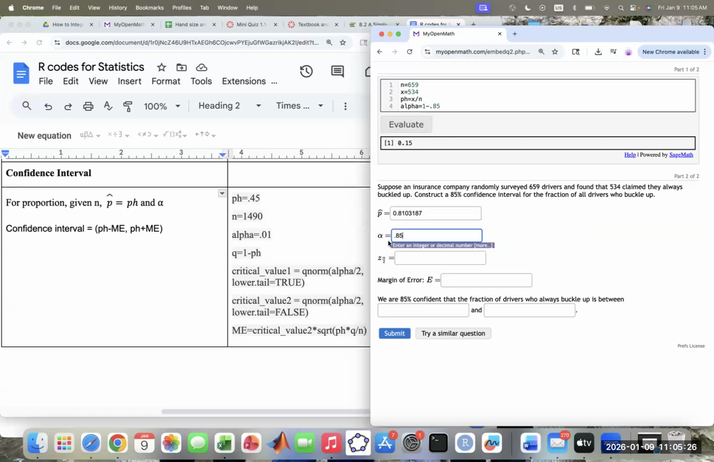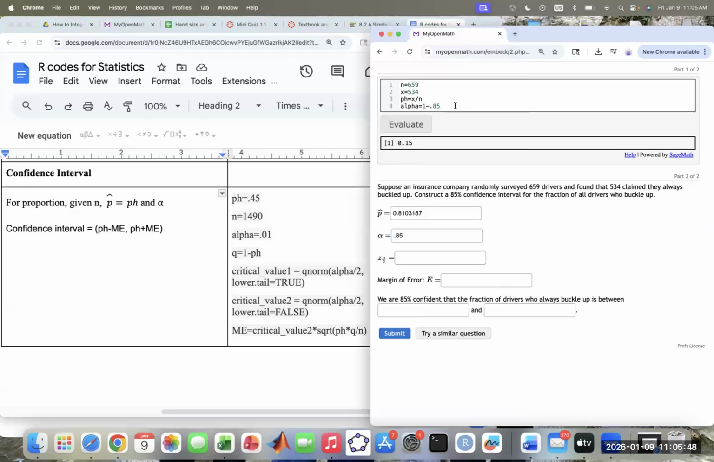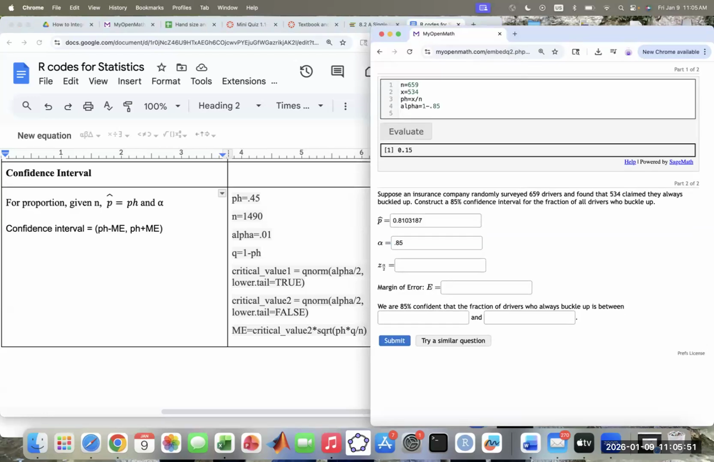Okay, and then the z alpha over 2, that would be the critical value right here. You have two things here. Remember that we're going to have the lower and the upper, so they're going to be these two numbers. We're going to copy this one and put it in. But in order to do that, we have to do this one here. That q means the complement of the proportion. So q equals 1 minus p hat.